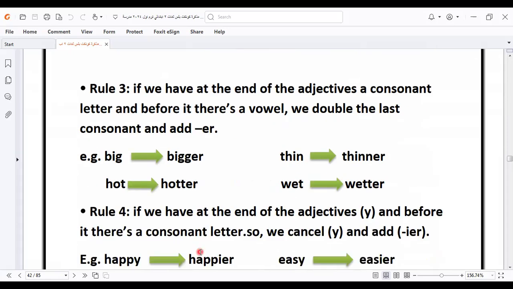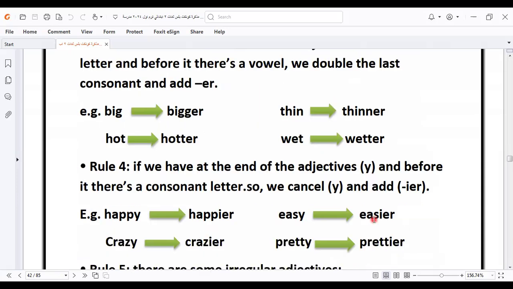Okay. Rule 4. Let's go to rule 4 to continue this lesson. Here, if we have y at the end of the adjective, like this, what can we do? We know when we make the past simple form, we change y and add ied. In the plural, we add ies. Here we add ie, but we put r at the end of the word, like these adjectives: happier, easier, prettier, crazier.